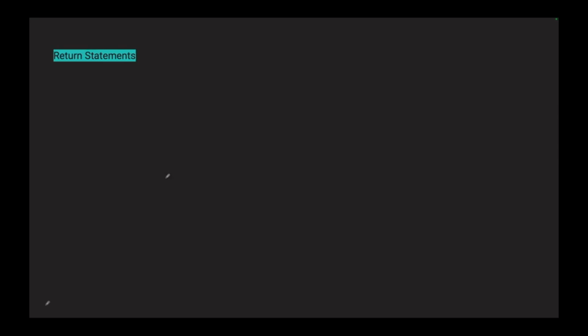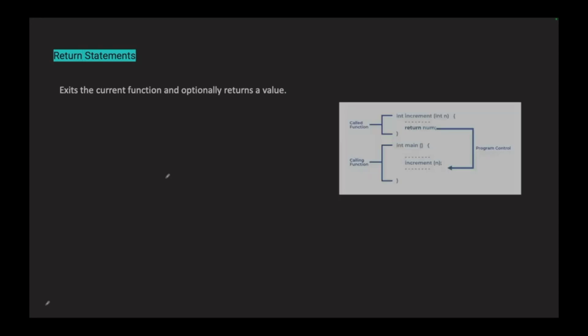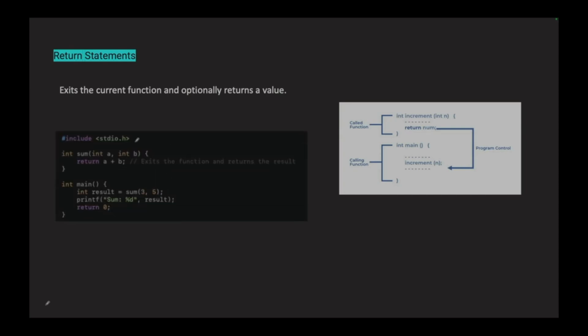Now the final one, the return statement. It exits the current function and optionally returns a value. This will be used while we are working with functions. Until now we have not studied functions, but it is way too easy. Here you can see sum. This is a function.